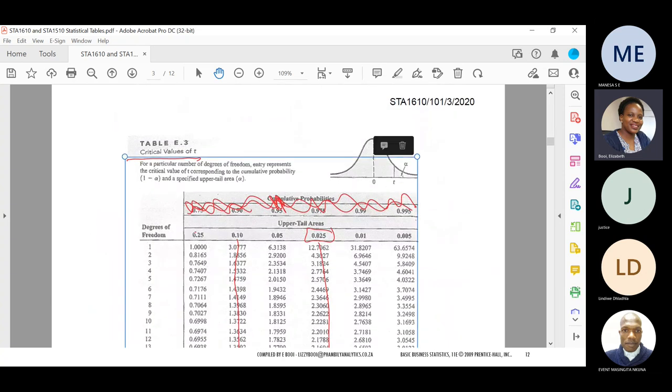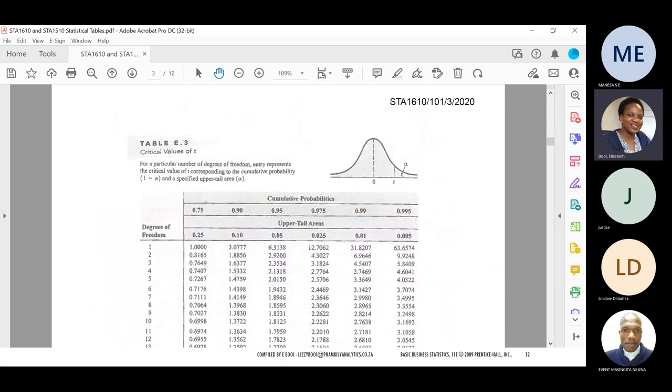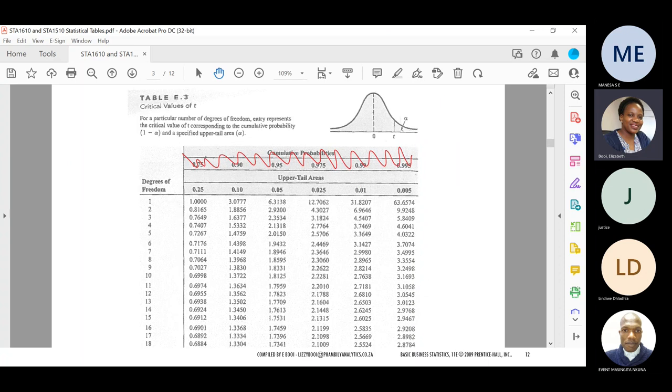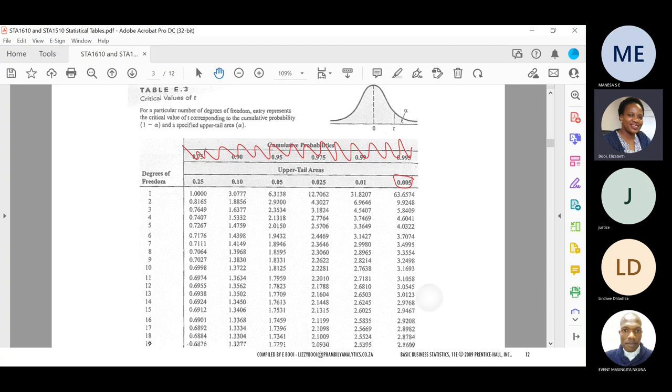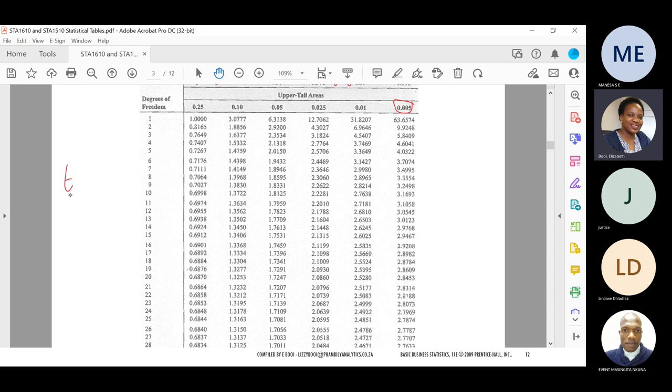So we need to go to critical values of T. There is a table that reads critical values of T, and you don't have to worry about the cumulative probabilities. We are only looking at the values under the upper tail area. And here is your degrees of freedom on your left. And at the top, you will find your alpha divided by 2, which is your probabilities. So we're looking for 0.005, which is the last column, and we need to find the degrees of freedom here of 29. Remember, we're looking for T of 0.005 and 29 degrees of freedom.